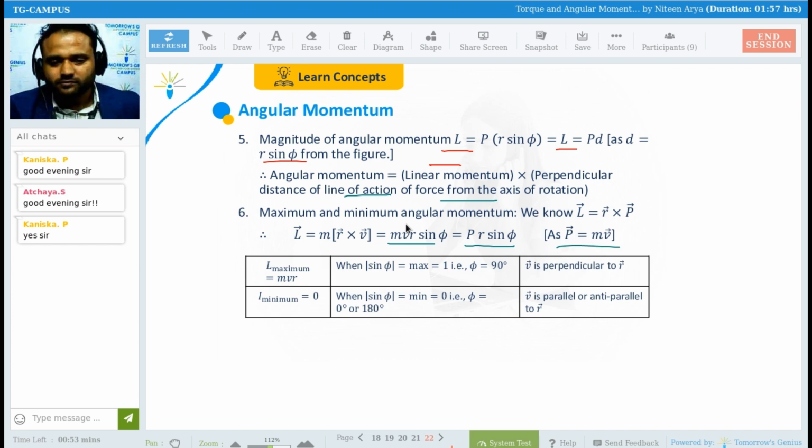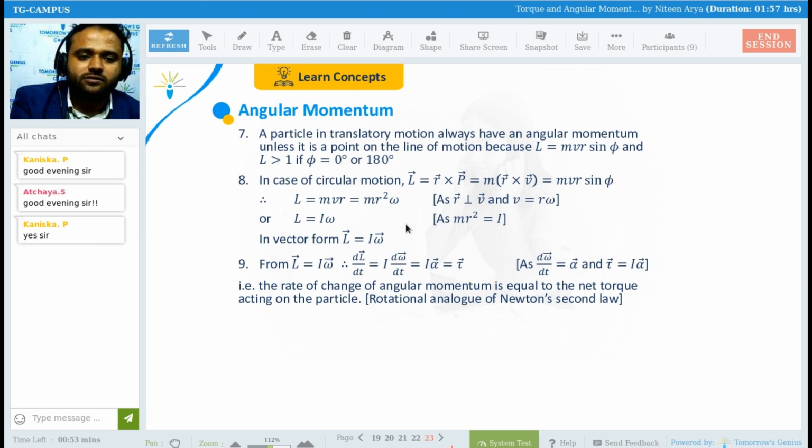So L maximum is m v r, where phi is going to be 90 degrees, v perpendicular to r. And angular momentum is going to be minimum, or zero, when sine phi is going to be zero. That is, phi is either 0 or 180 degrees, so v is parallel or anti-parallel. A particle in translatory motion always has an angular momentum unless it is on the line of action, because L equals m v r sine phi, and L is zero if phi equals 0 or 180 degrees.